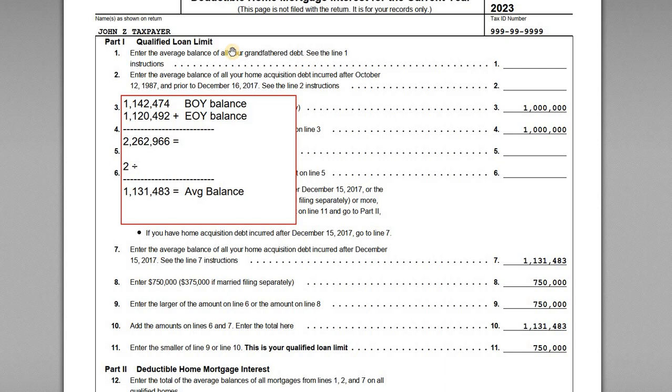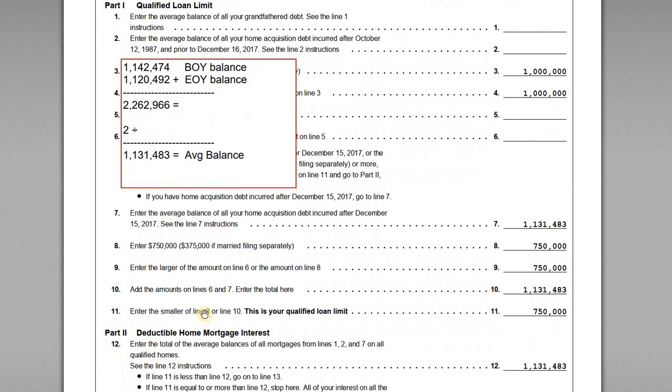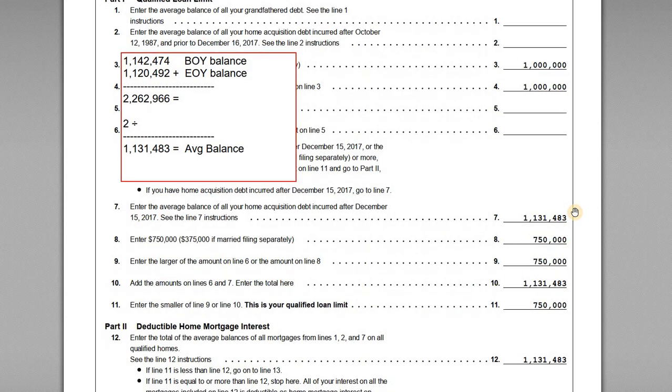So in part 1, the qualified loan limit, it does ask, if we had grandfather debts, that $1 million limit would apply. But in our case, we're just jumping down to box 7, where we enter the average balance of all of our home acquisition debt incurred after December 15, 2017. So in our case here, BOY is beginning of year balance, EOY is end of year balance. So we add up beginning of year, end of year, divide by 2, and that's our average balance for the 2023 year. So we input 1.13 million there.